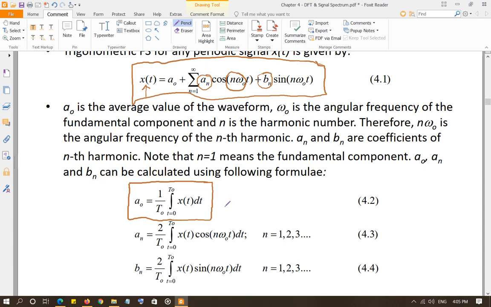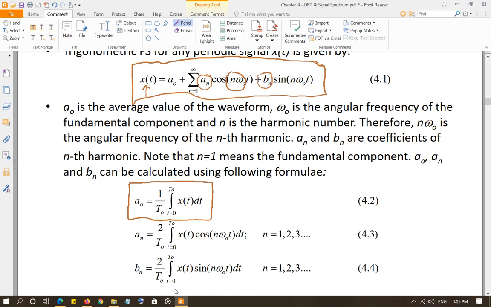Anytime you have a periodic signal and you want to know its average value, you calculate the area of that periodic signal over one cycle and divide that area by the time period. So a naught is this. an and bn are given by these equations: 2 over T naught times the integral over one cycle of the original signal times cosine n omega naught t dt, where n goes from 1 to 3, that is fundamental, second harmonic, third harmonic, and likewise bn is given by this expression.